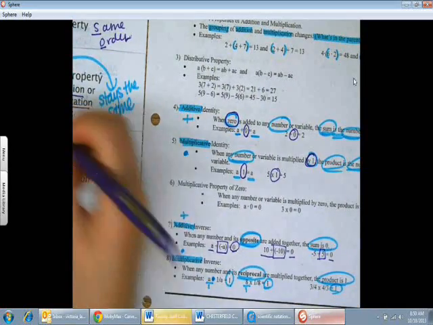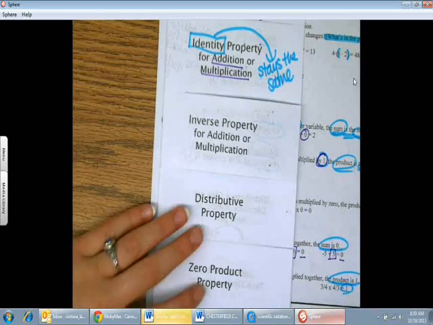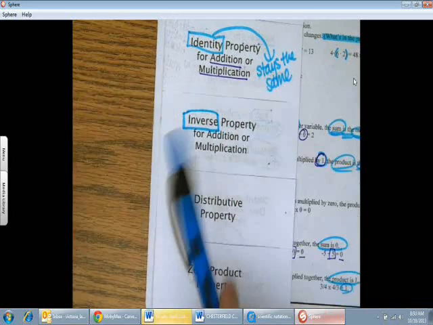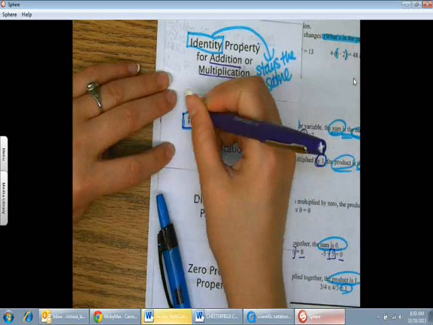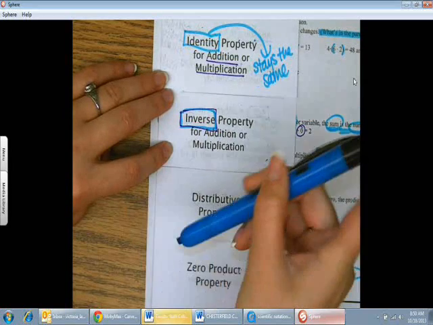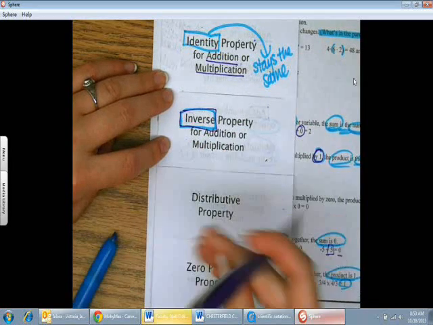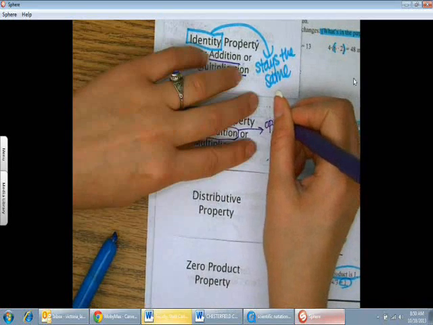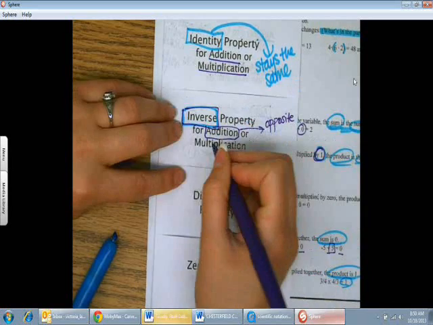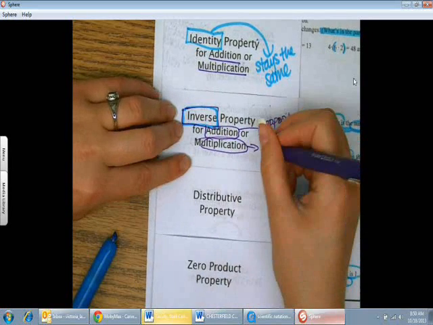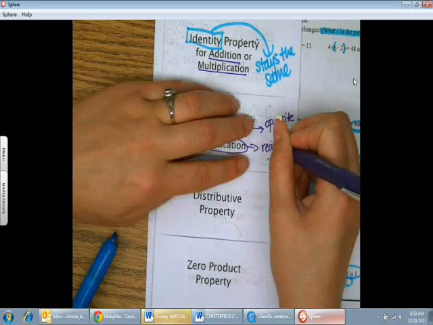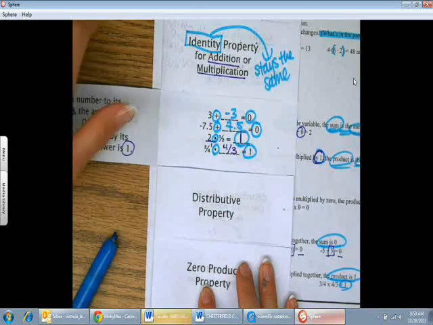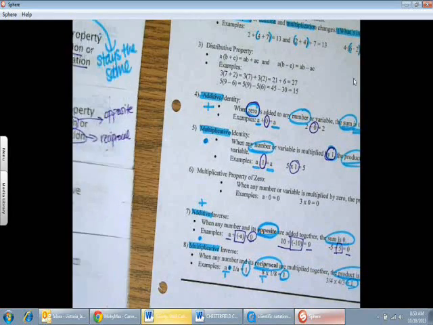And so on the front of your foldable, I want you to box in the word inverse. And so for addition, addition means opposite. And multiplication means reciprocal. Okay.